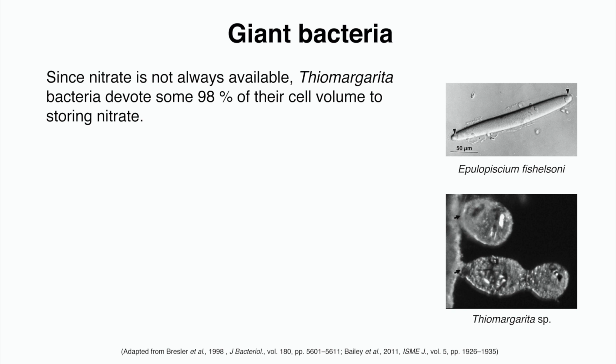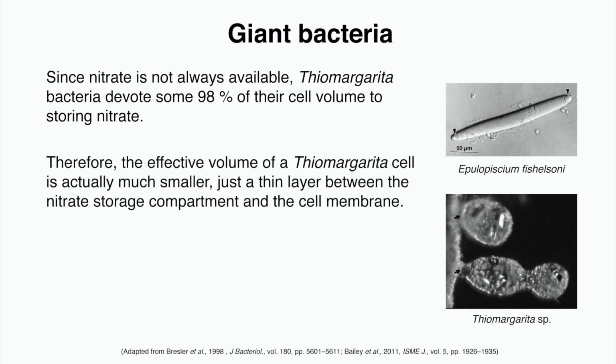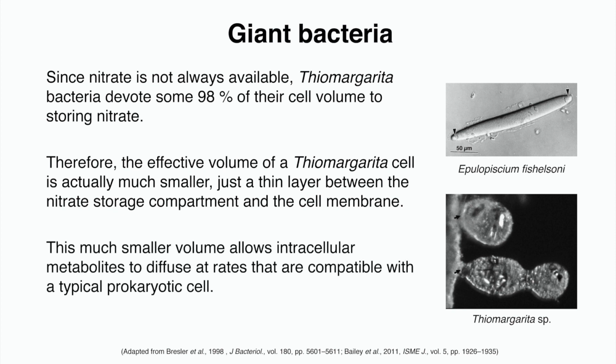Since nitrate is not always available, Thiomargarita bacteria devote some 98% of their cell volume to storing nitrate. Therefore, the effective volume of a Thiomargarita cell is actually much smaller, just a thin layer between the nitrate storage compartment and the cell membrane. This much smaller volume allows intracellular metabolites to diffuse at rates that are compatible with a typical prokaryotic cell.